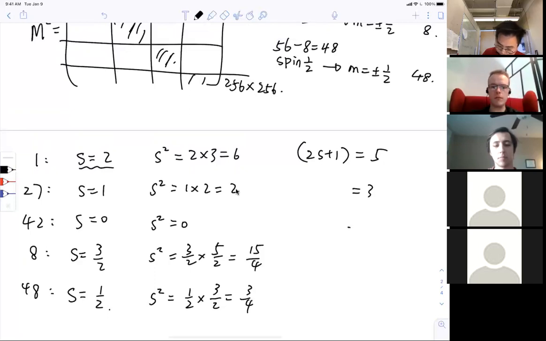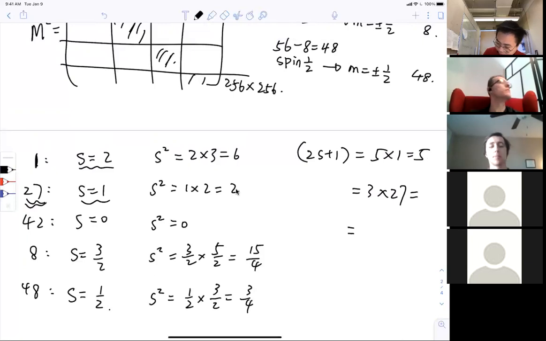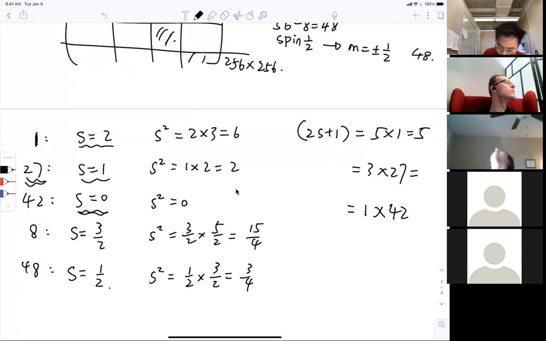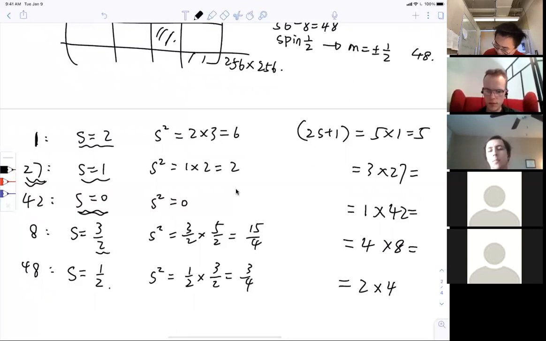This guy is 5, this is 3. Sorry, this is for one spin 2, but there's only one spin 2, so 5 times 1 is 5. But there are 27 spin 1, so 3 times 27. Similarly, the degeneracy for spin 0 is 1, but there are 42 spin 0. And this guy is 2 times 3/2 plus 1, which is 4, times 8. And this is 2 times 48.